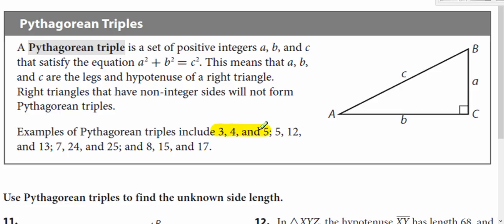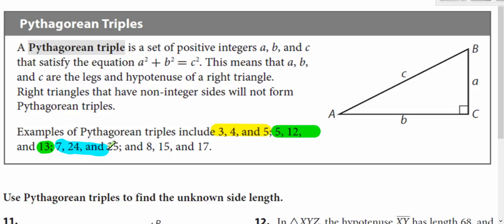One set is called the 3, 4, 5, because 3 squared plus 4 squared equals 5 squared. So that is a Pythagorean triple. If those are the three sides, it works out for your Pythagorean theorem. Another set of numbers that works is 5, 12, 13. 5 squared plus 12 squared does equal 13 squared.